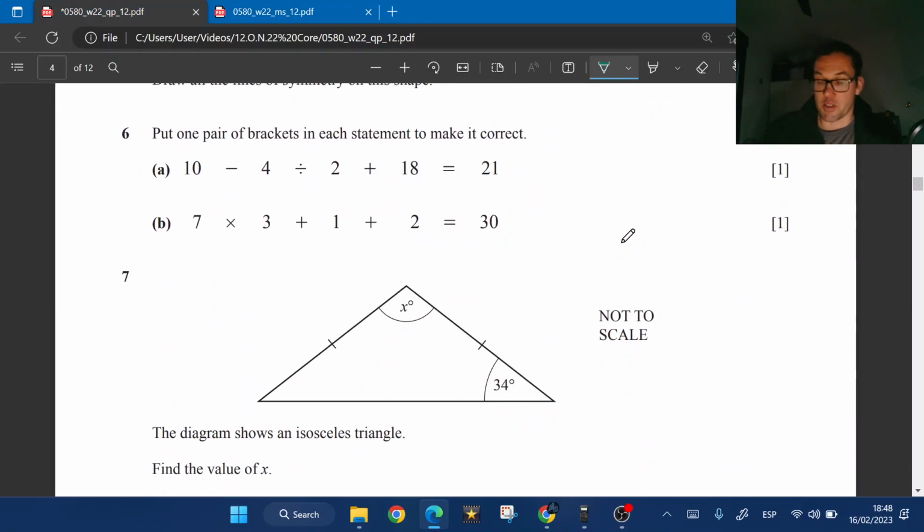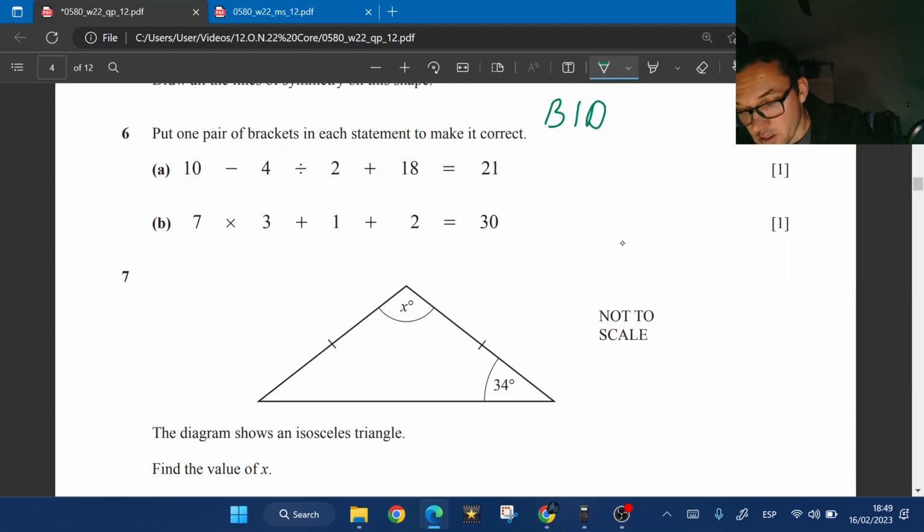Question 6, we need to put in some brackets. Let's just see what's going on here. Remember BIDMAS. First we need to do brackets. There's no brackets. Then we need indices, any powers, any squares, cubes. There's none of that. Then we need to do division. So we have division there.